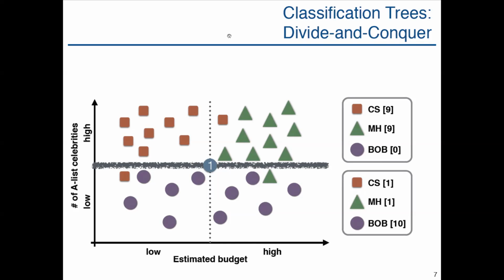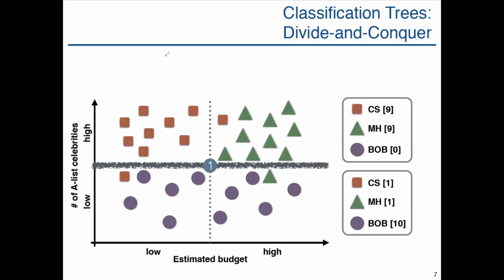So for example, in this case, if we choose to split on the basis of number of A-list celebrities first, what happens is that we get a tree like this. So we start from this node here. So what is our very first node? That is the number of celebrities. So that's what we start from. And that's our decision. Okay, so that is the first decision that we're talking about.